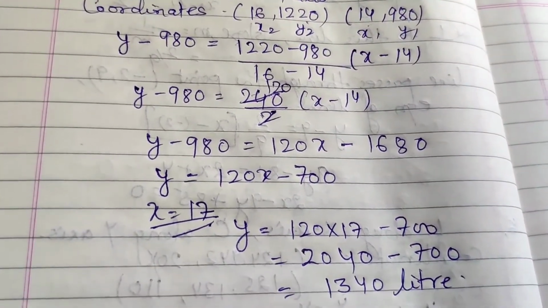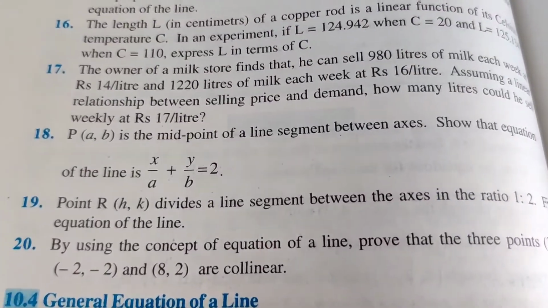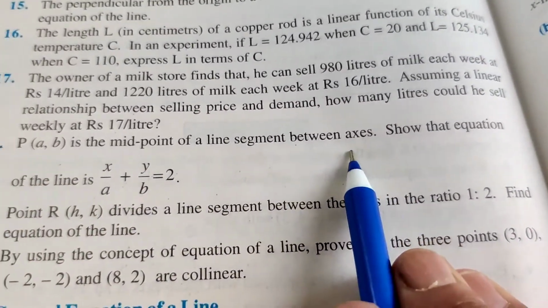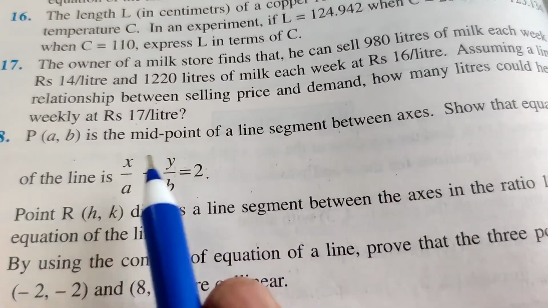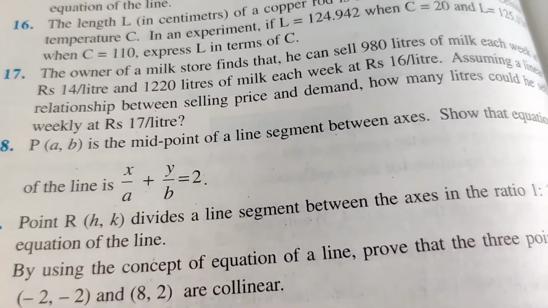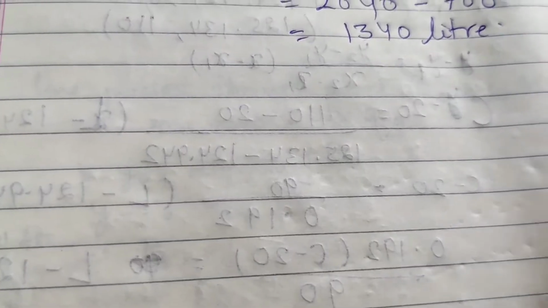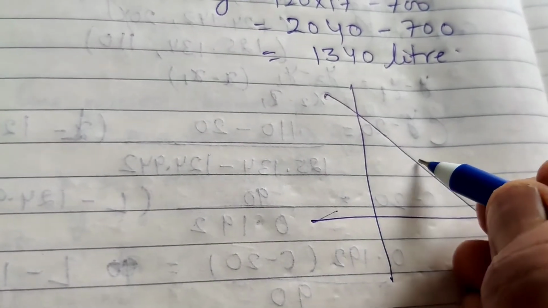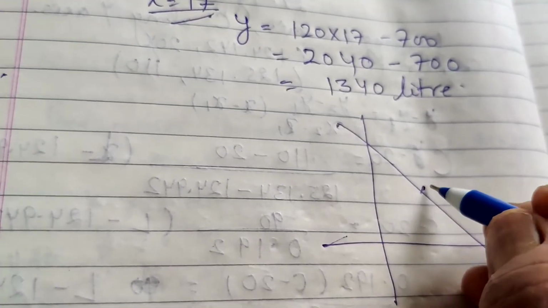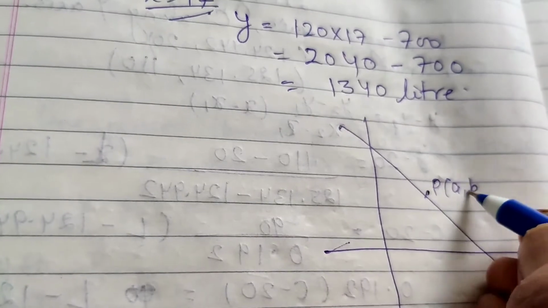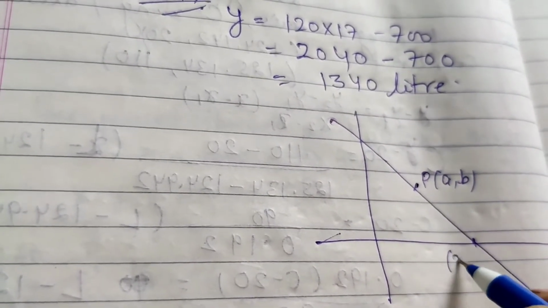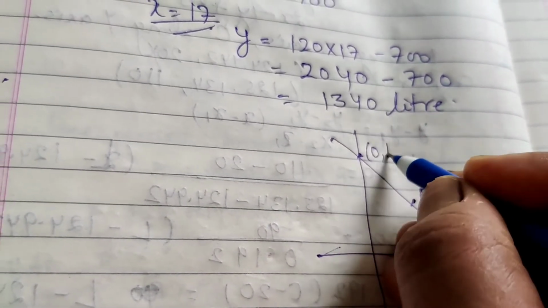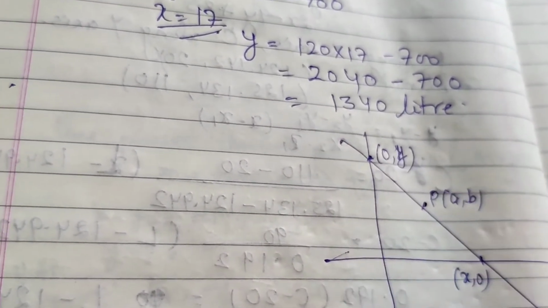Next, question number 18. Question number 18 is: if P(a, b) is the midpoint of the line segment between the axes, so that the equation of the line is x upon a plus y upon b equal to 2. Okay. This is a line. The midpoint of this line is given as (a, b). Suppose the coordinate of this point is (x, 0). यहाँ पर coordinate दिए हैं और ये axis पे कितना होगा? (0, y). Okay, this is the midpoint.